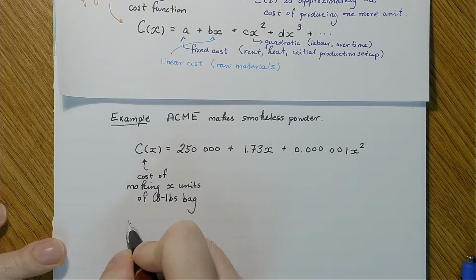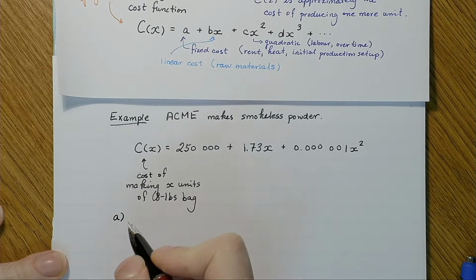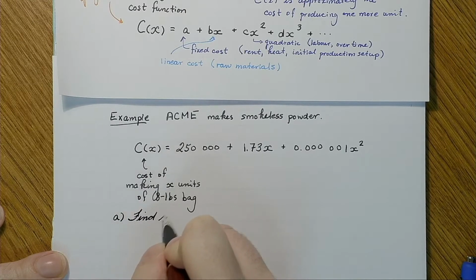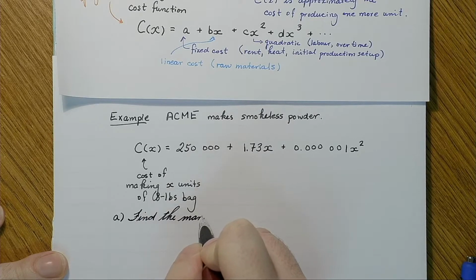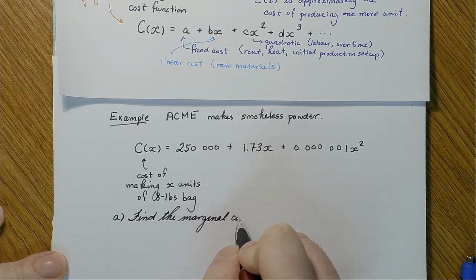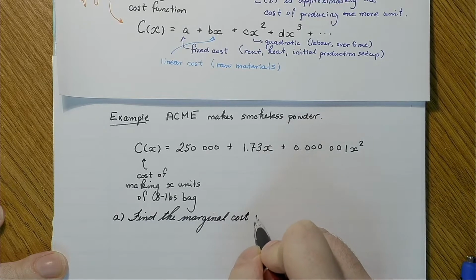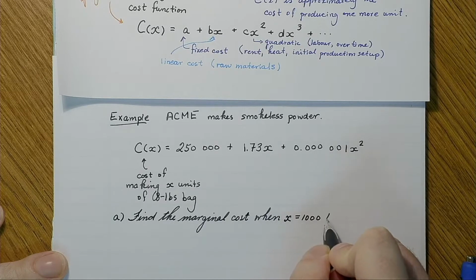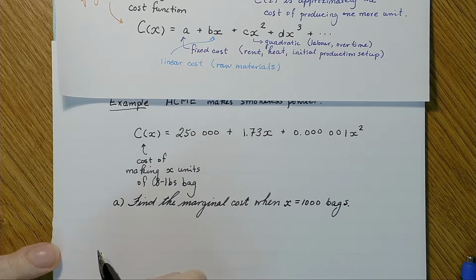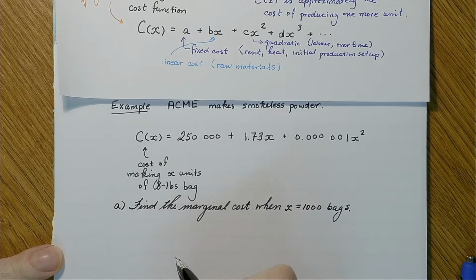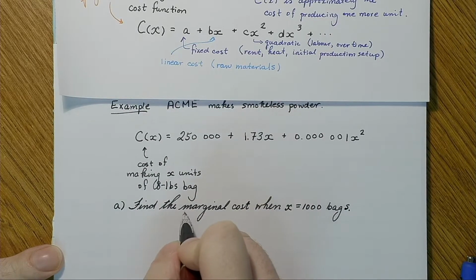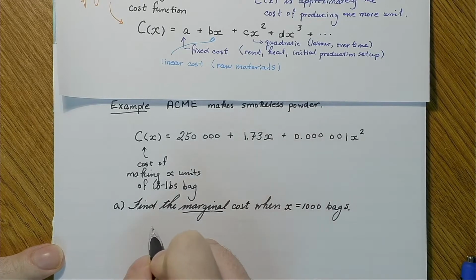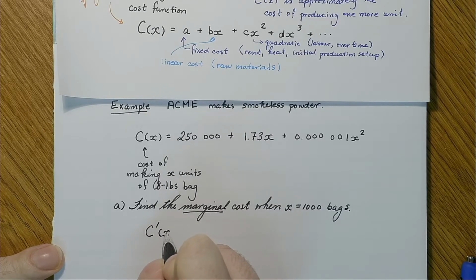So what we should do then is we're going to find the marginal cost. So find the marginal cost when we have x equals 1,000 bags. Okay, so when we look at the term marginal, it means that immediately we should be taking the cost function and taking the derivative of that.